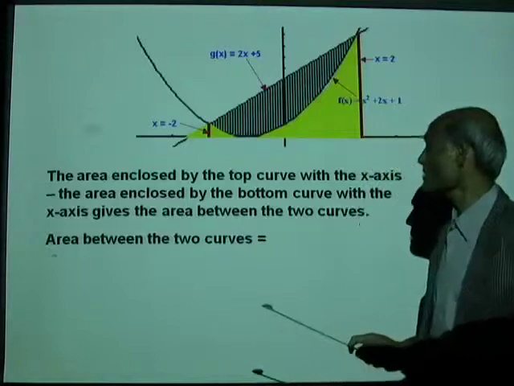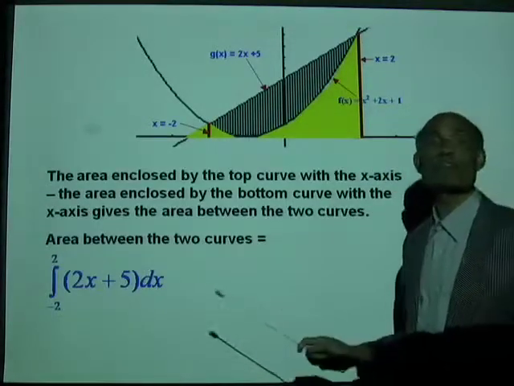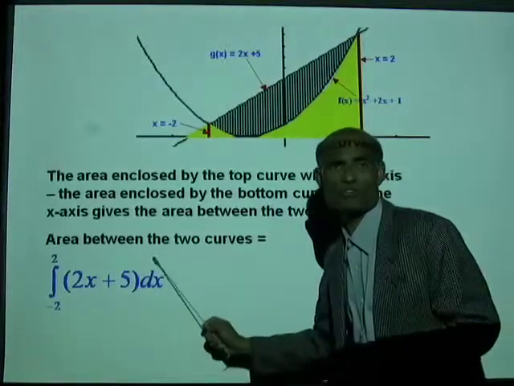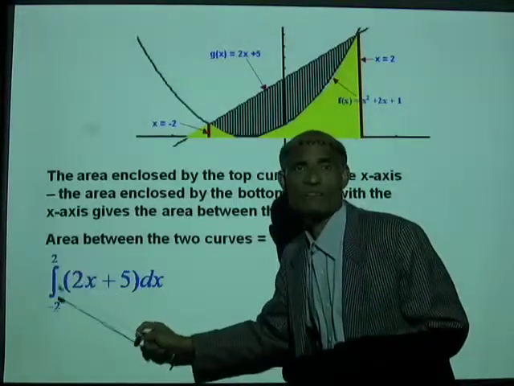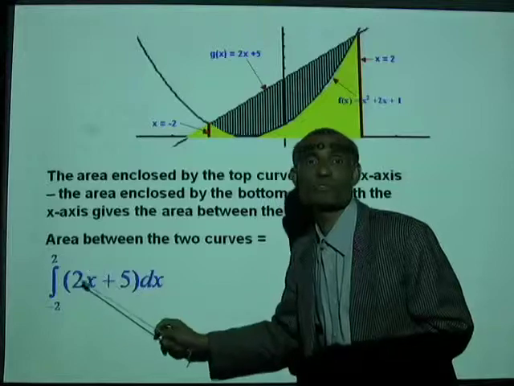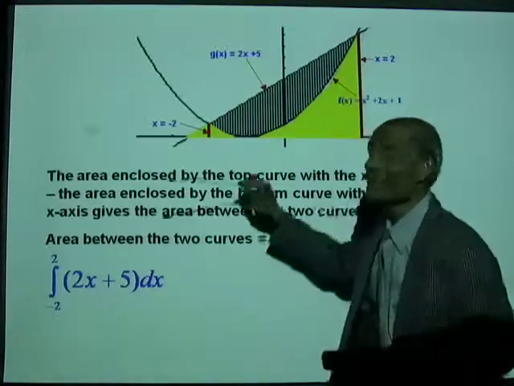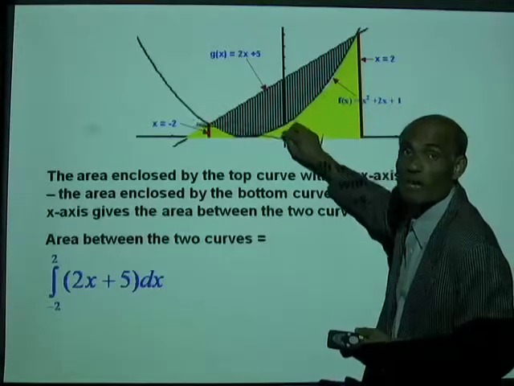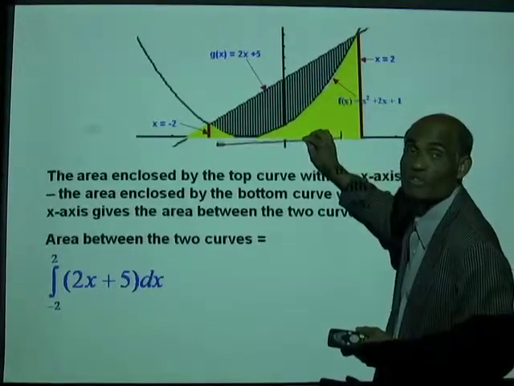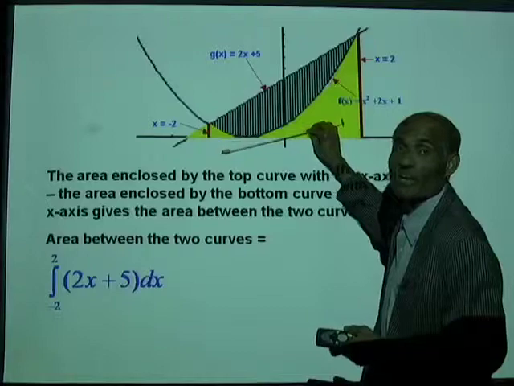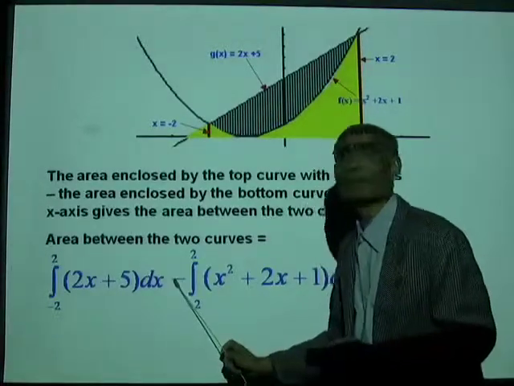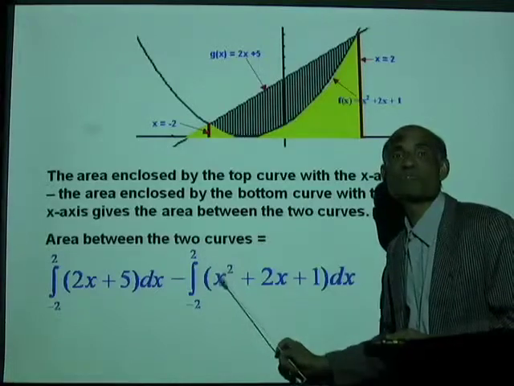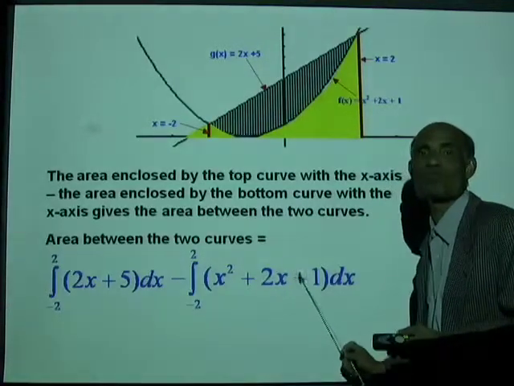So, the area between the two curves can therefore be written as this definite integral. What does this definite integral give you? The integral from -2 to 2 of 2x plus 5 dx represents this whole area enclosed by the top curve with the x-axis. That is this whole area. And take away the integral from -2 to 2 of x squared plus 2x plus 1 dx.